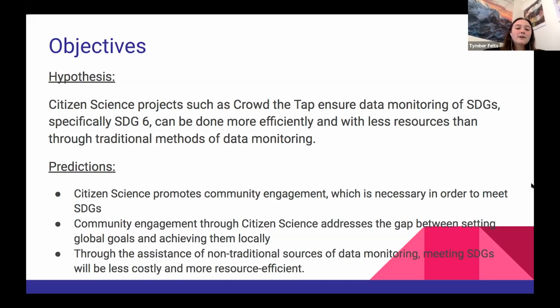My last prediction was that through the assistance of non-traditional sources of data monitoring, meeting Sustainable Development Goals will be less costly and more research efficient. Most citizen science initiatives are made up of volunteers doing this work for free, whereas many government or corporate agencies that report data require a large budget to monitor data.